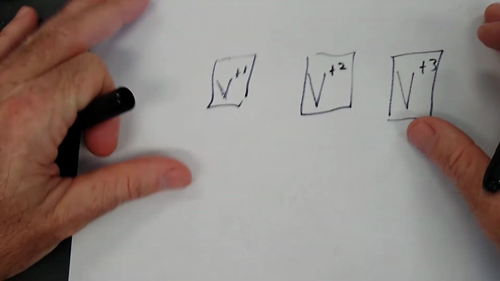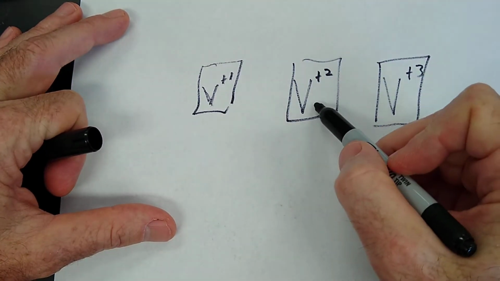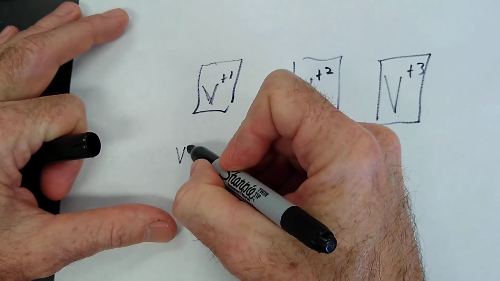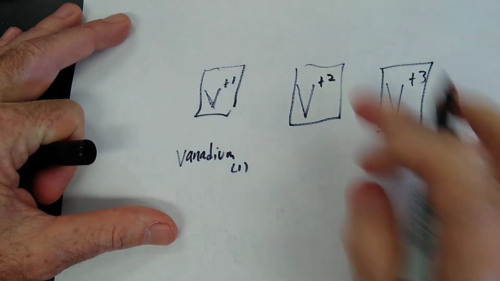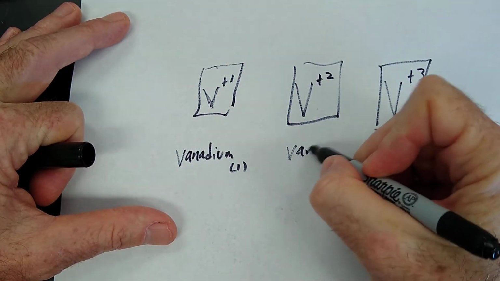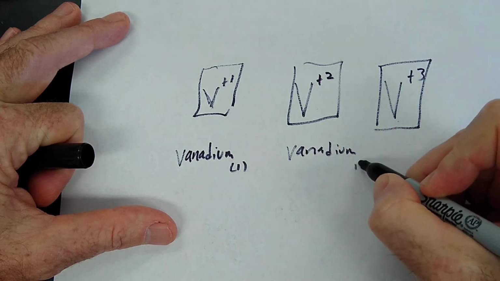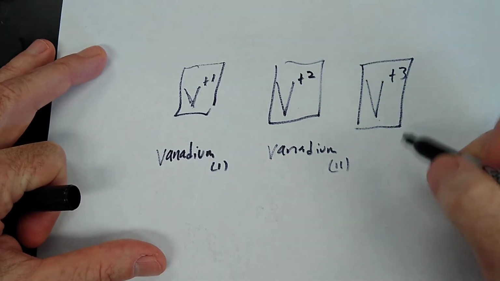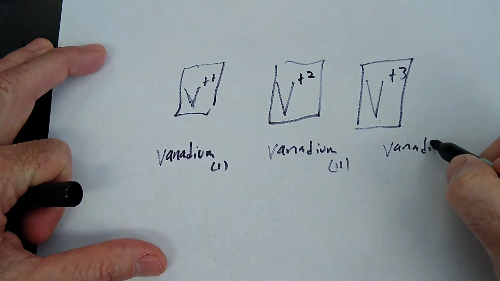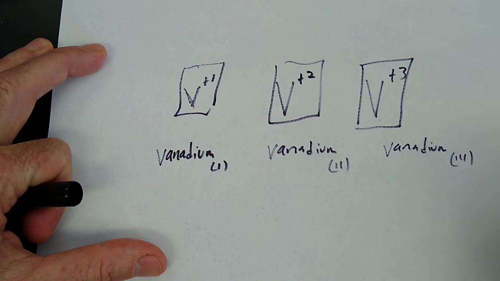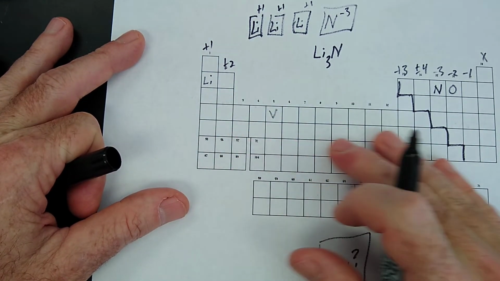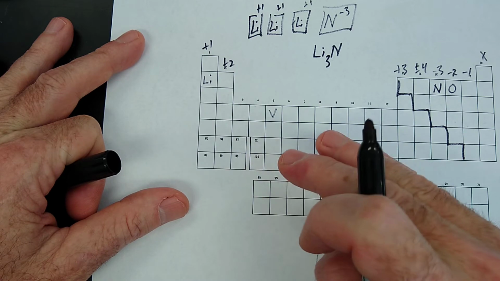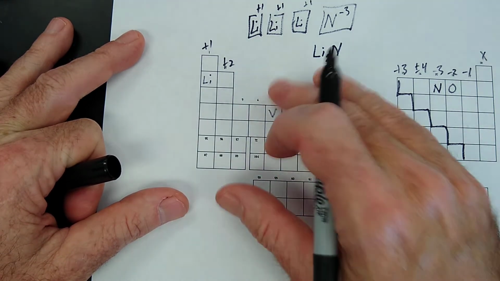How can you be more specific, Mr. Perkins? Well, these different atoms have different names. This one is called vanadium, Roman numeral 1. This one is called vanadium, Roman numeral 2. This one is called vanadium, Roman numeral 3. So when you're talking about these atoms that are from the middle, you can't say just their name. You have to say their name and a Roman numeral. The Roman numeral gives you the charge.